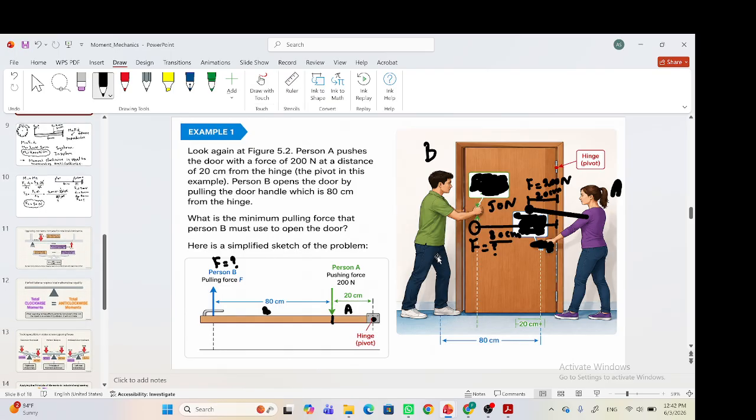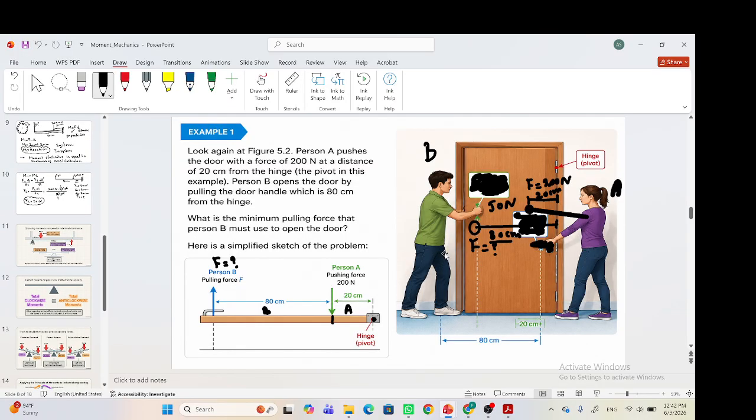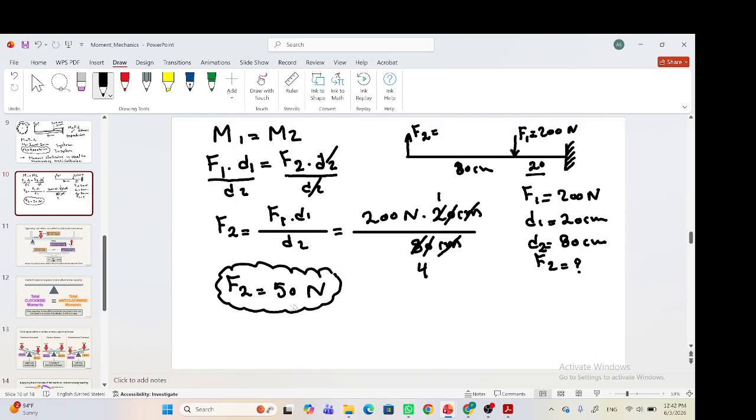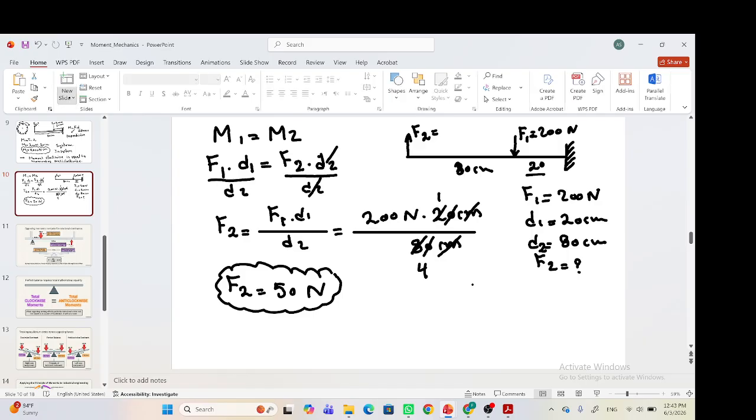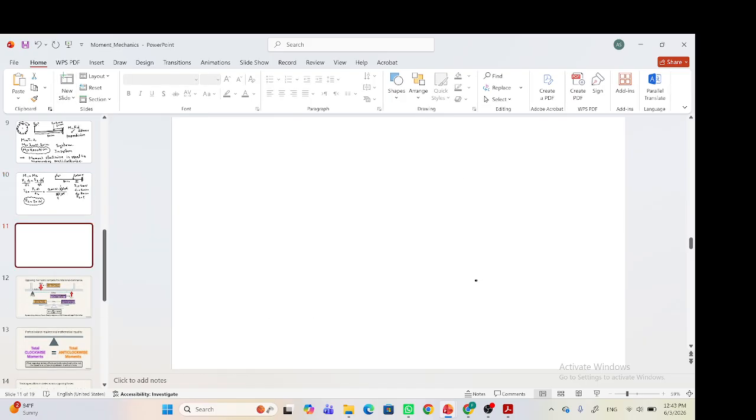So how much is the force? The force will be 50 newtons. The second person may apply only 50 newtons force to be equal to the 200 newton force of the first person. Okay, I want to draw one example here. You may check that one, and find the answer, then we will move on to the second part. For example, we have one example like this one.